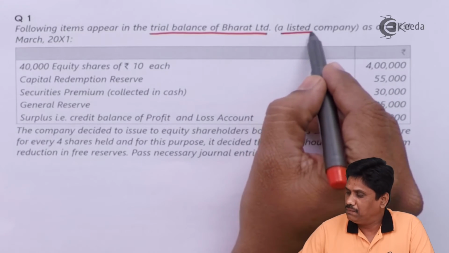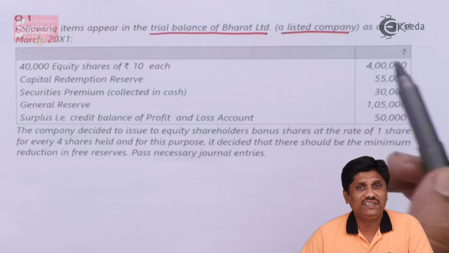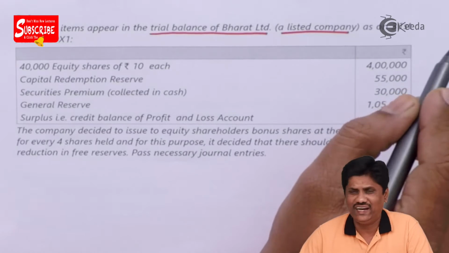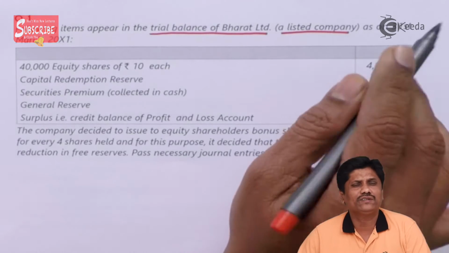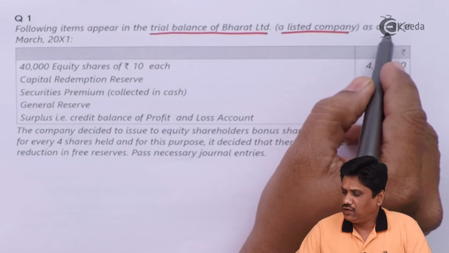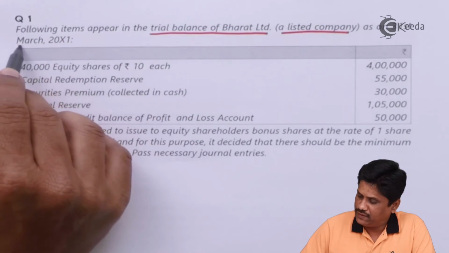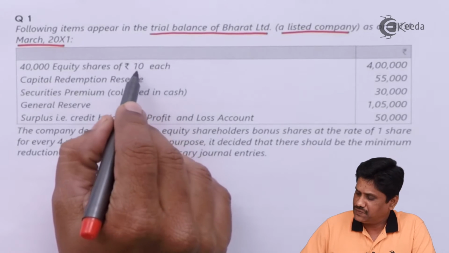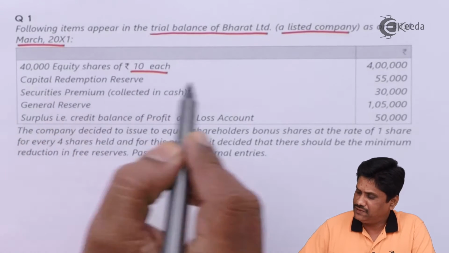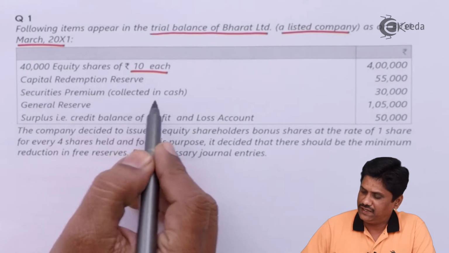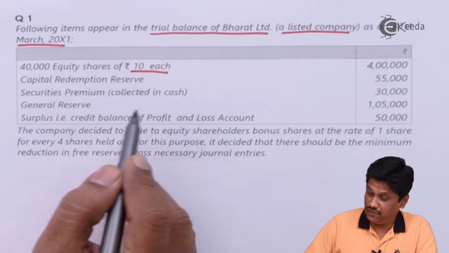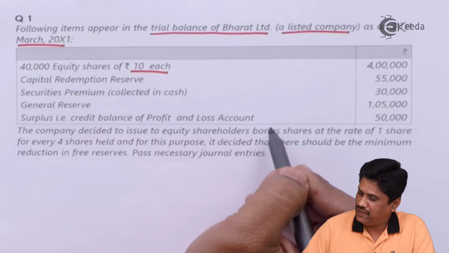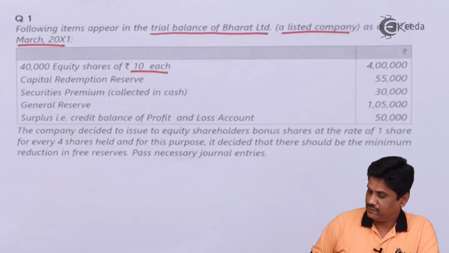It is a listed company, which means it is listed on the stock exchange, so it has to follow SEBI guidelines and stock exchange guidelines. For our accounting purpose, no use. As on 31st of March 20X1, they have given you the details: equity shares of ₹10 each, capital redemption reserve, securities premium collected in cash, they are very specific on that. General reserve is also given, and surplus, that is the credit balance of profit and loss account, is also given.